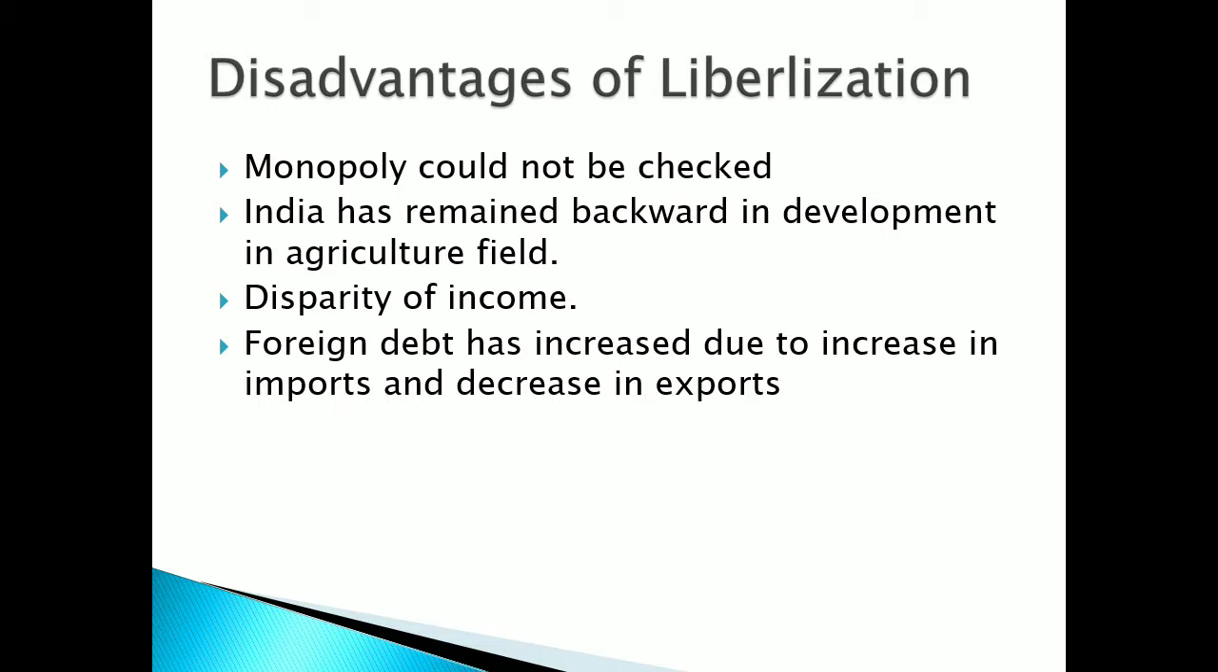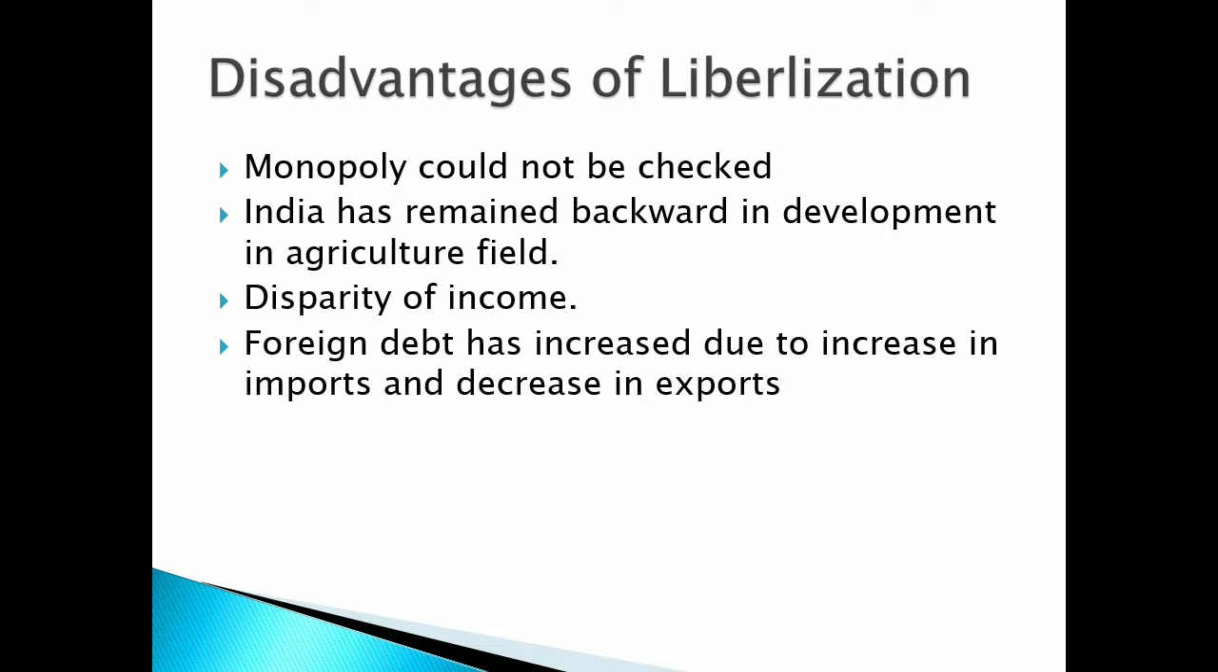Second disadvantage is India has remained backward in development in the agricultural sector. Liberalization focused on big industries, and the agricultural field has been ignored. So as the focus has been paid only on the industrial sector, India has remained backward in development in the agriculture field.